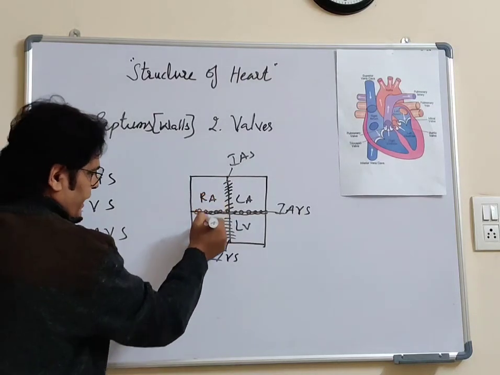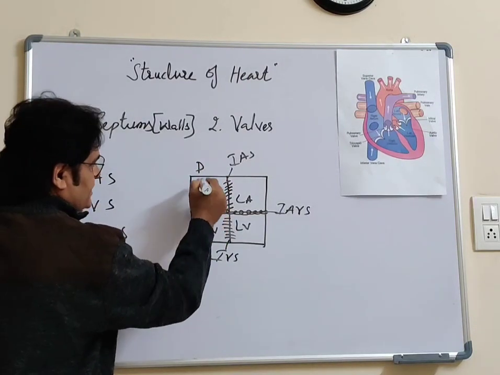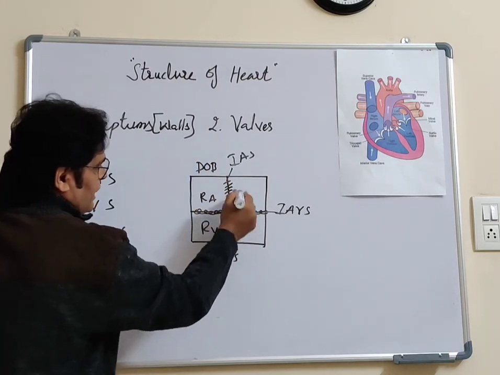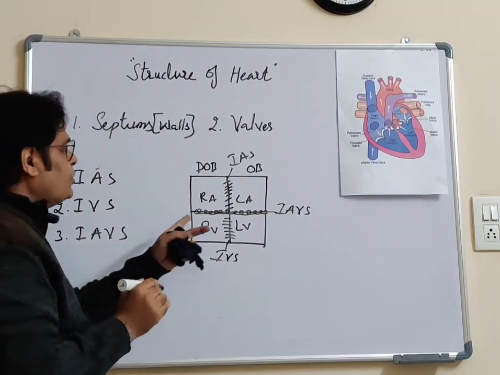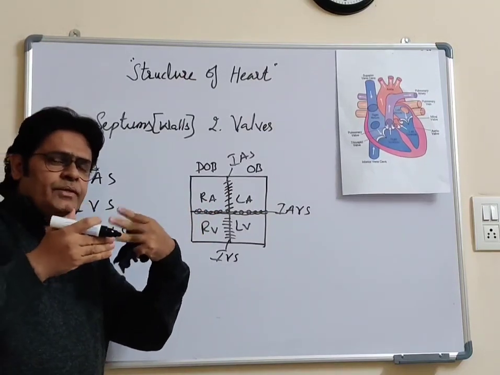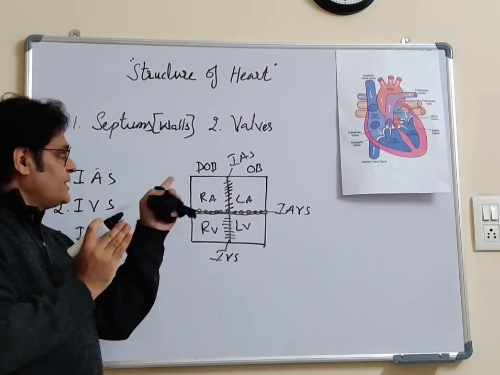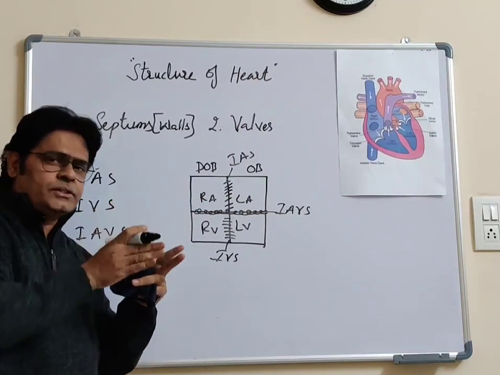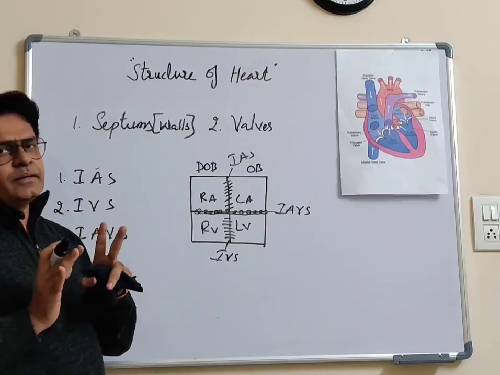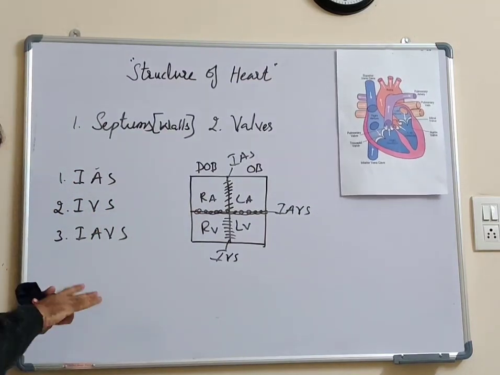What are the main works of these 3 septa? What we studied: the right side chambers consist of deoxygenated blood, and the left side chambers consist of oxygenated blood. Clear? So there will be no chance of mixing the deoxygenated blood with the oxygenated blood because of these septa. Septa will not allow the mixing of deoxygenated blood with oxygenated blood. Clear? This is about the septa.